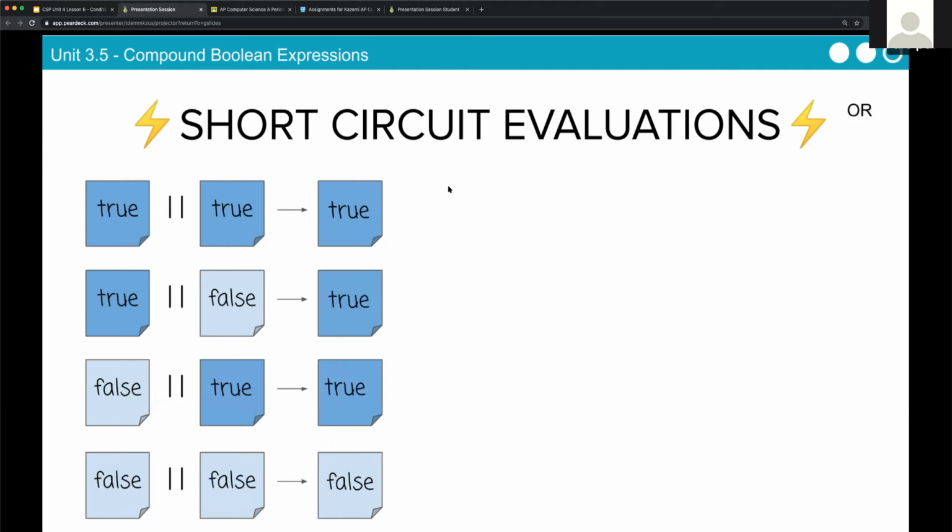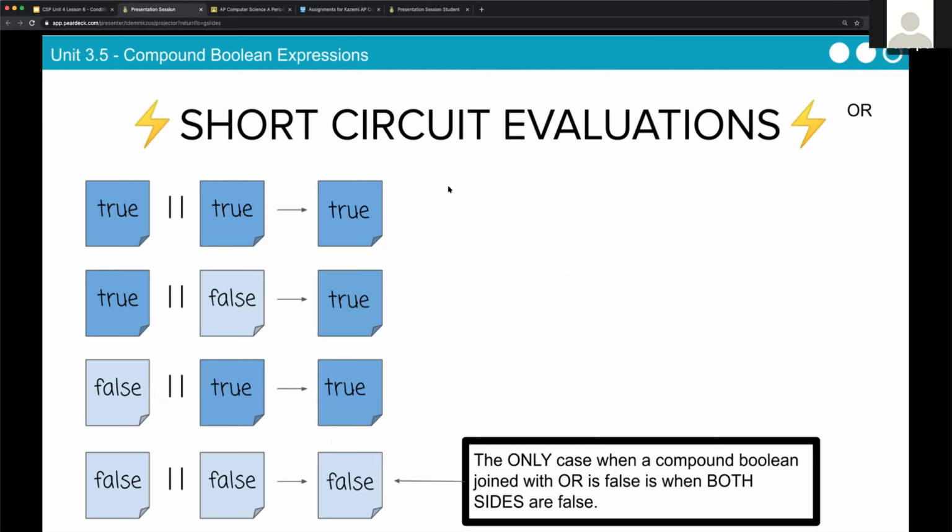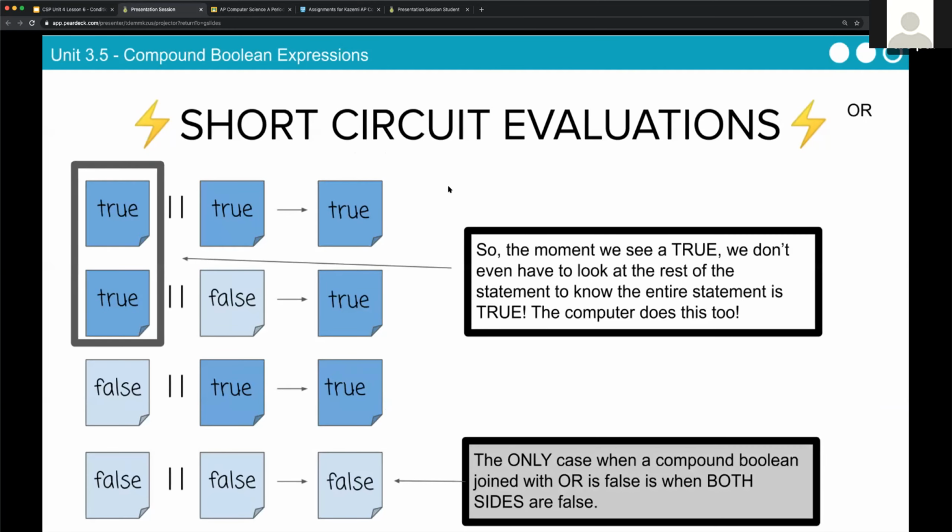So short circuit evaluation for or depends on the fact that both sides of an or statement have to be false for the whole thing to be false. We remember that as soon as we see just one true in an or statement, we know the whole thing's true. Therefore, it's kind of the same. The moment we see a true in the case of an or, we don't even have to look at the rest of the statement because we know the whole thing's going to be true.